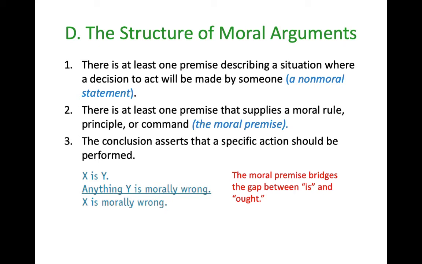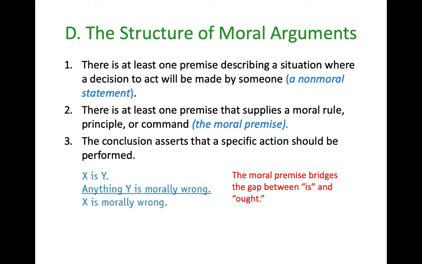There's at least one premise that describes a situation where a decision to act will be made by somebody. This is going to be a non-moral statement. It's just a description. There's going to be a premise that supplies a moral rule or a principle or a command. For instance, the rule that says never lie, don't break a promise, never murder, respect equals equally. The conclusion is going to assert that a specific action needs to be performed.